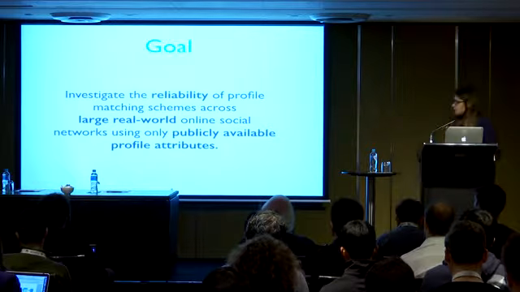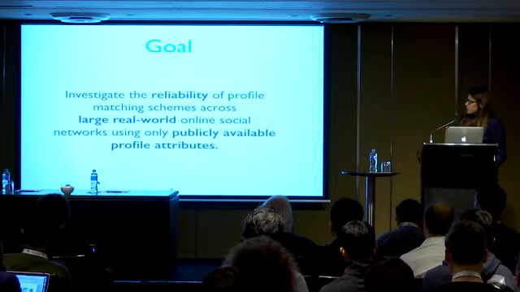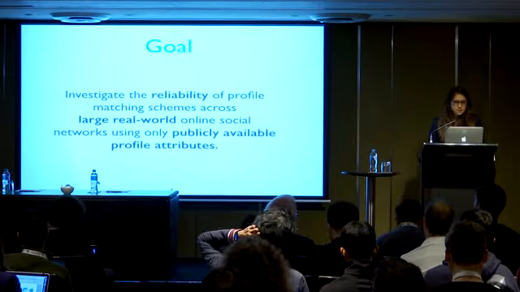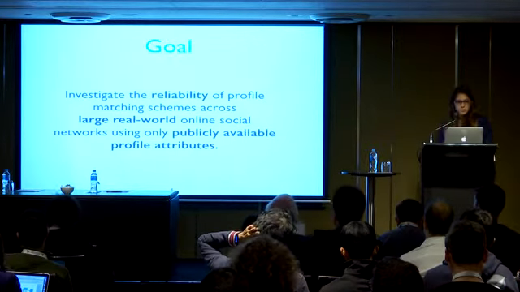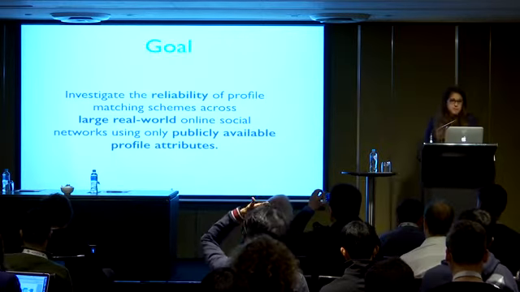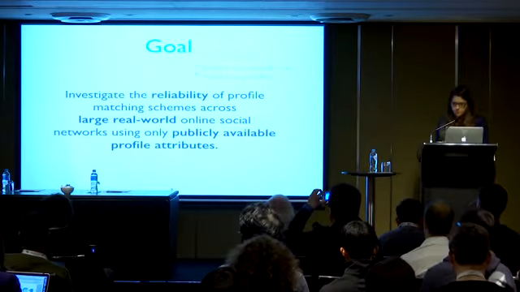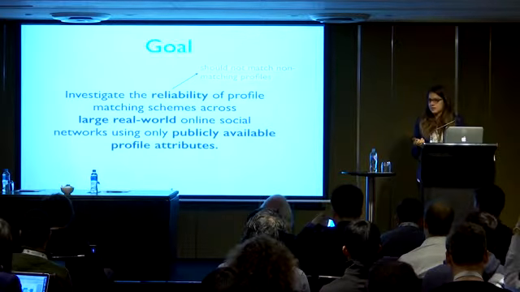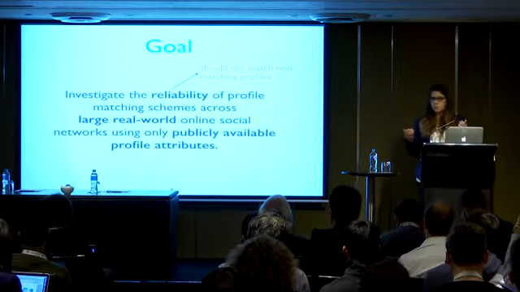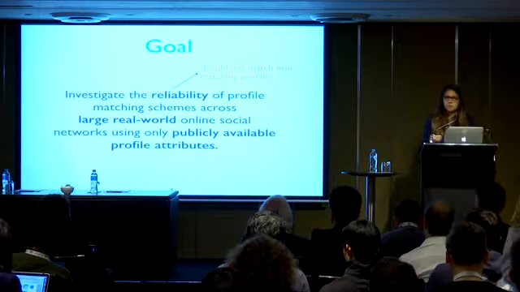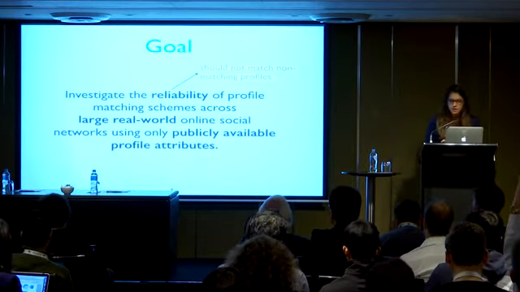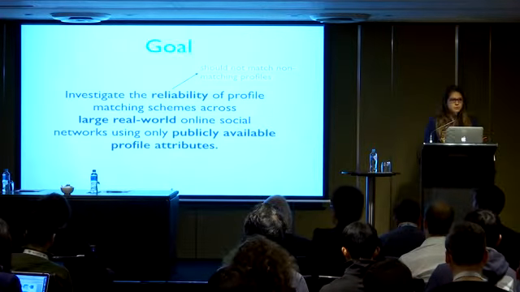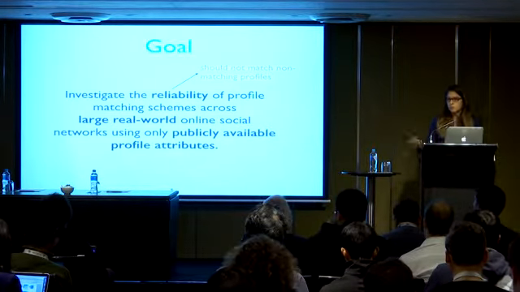So the precise goal of our project is to investigate the reliability of profile matching schemes across large real-world social networks, only using publicly available profile attributes. So what do I mean by reliability? Well, a reliable matching scheme is a scheme that doesn't link the profiles of users that don't actually belong to the same person. And this is very important because neither service providers nor users want their accounts to be linked to the wrong person.